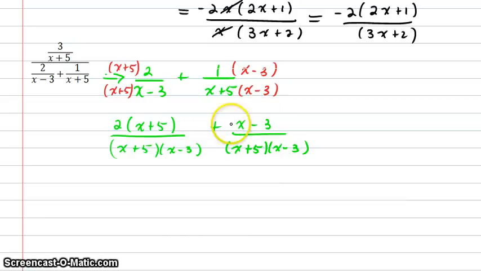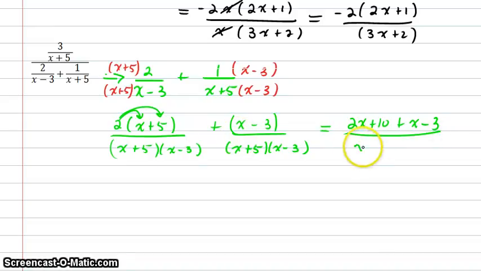Okay, if we simplify these, so that's like 2x plus 10 plus x minus 3. Notice when you're adding things, you can just drop the parentheses. And then our denominator stays the same because we're adding. So we have x plus 5 times x minus 3.